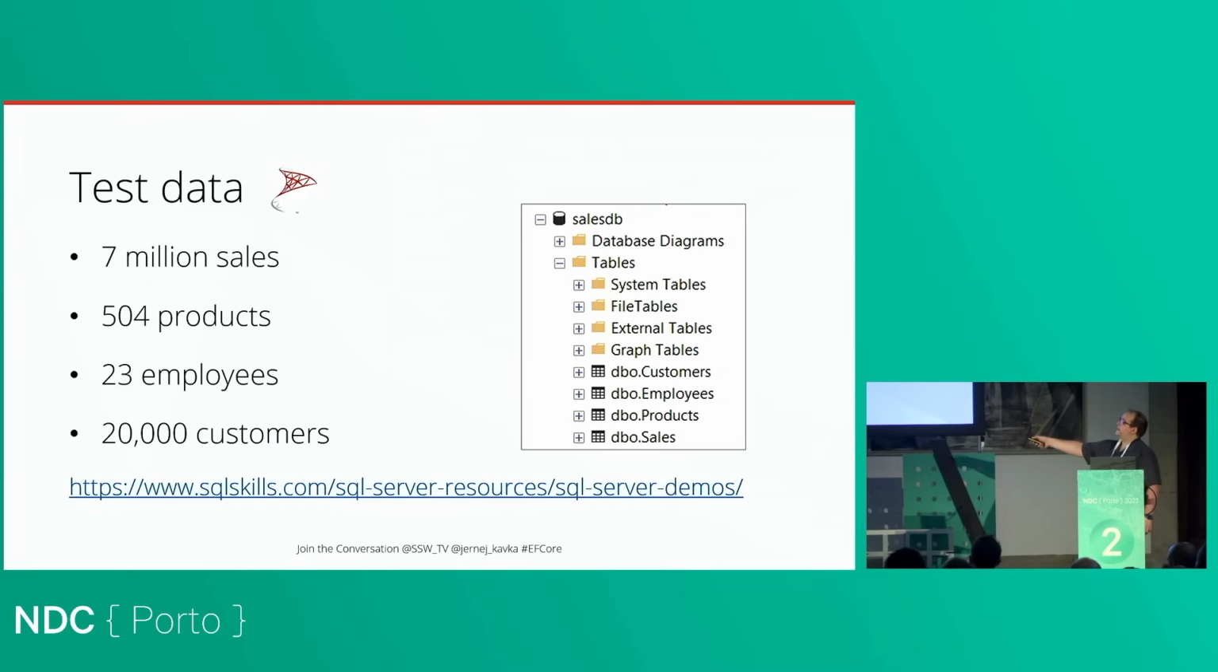And the test data is 7 million sales. So we have a table with 7 million records, 504 products we don't use, 23 employees, and 20,000 customers. And this is important because sometimes what happens in production is your application runs really, really smoothly. 3 months later, everything is on fire. And this is why I took 7 million sales, to show you that fire.